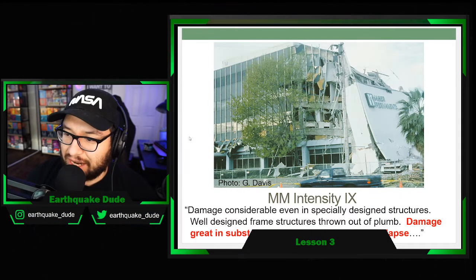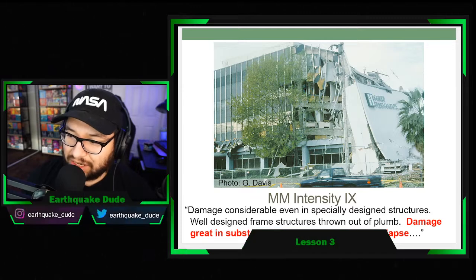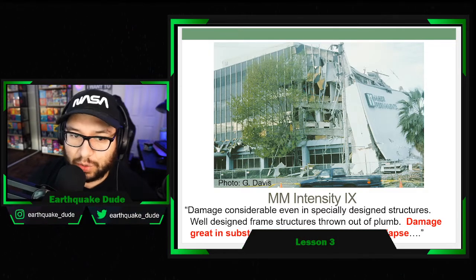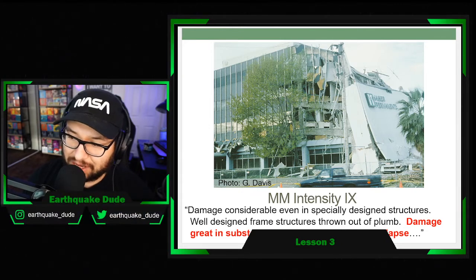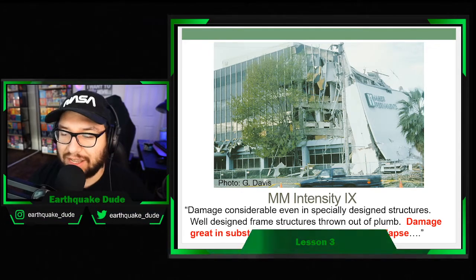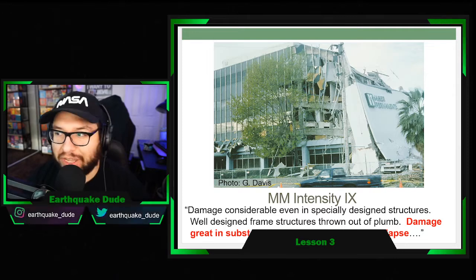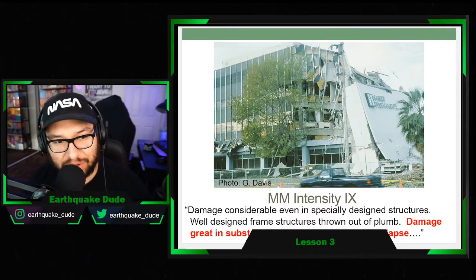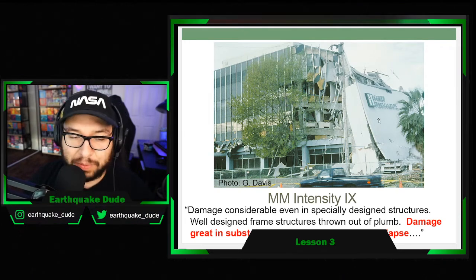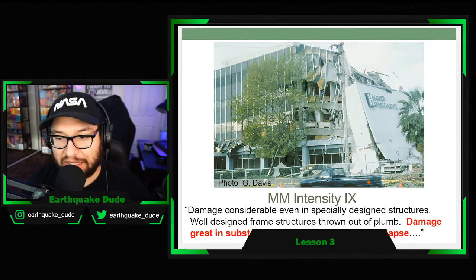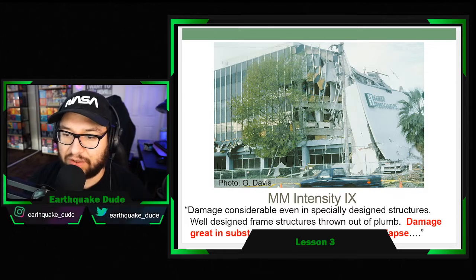Here's an intensity 9. Damage considerable even in specially designed structures. Well-designed frame structures thrown out of plumb. Damage great in substantial buildings with partial collapse. So at intensity 9, you're getting partial collapse of buildings. This is also a photo from the 1994 Northridge earthquake of a Kaiser Permanente building. Yeah, it's getting really devastating at this point.